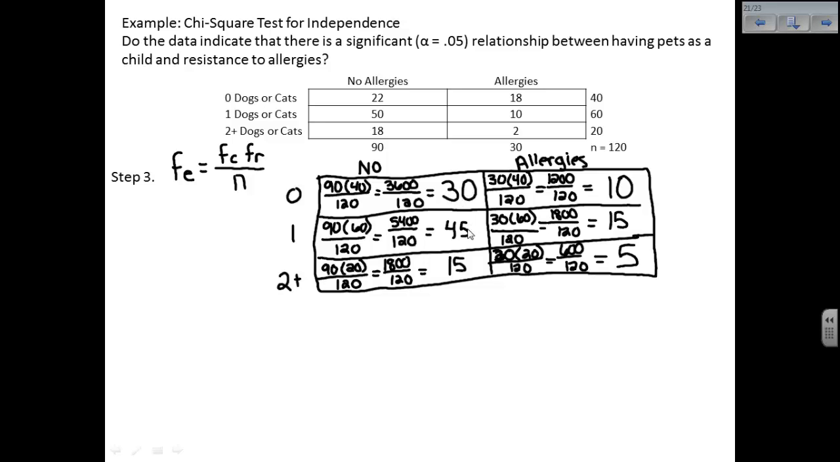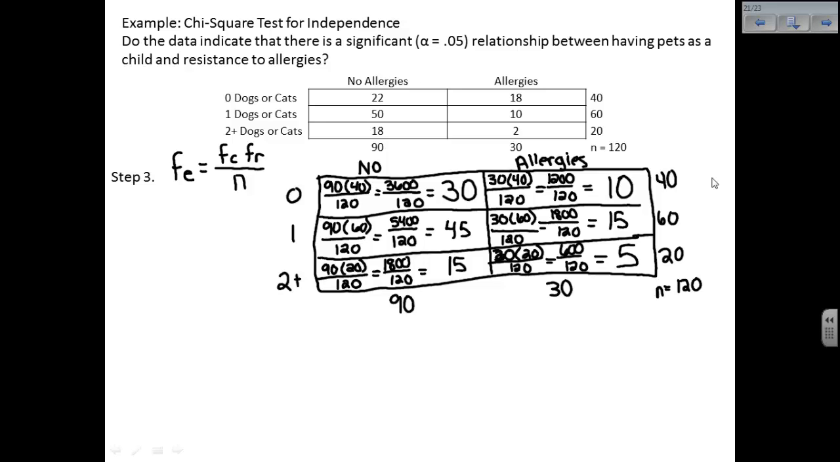So 30 plus 45 plus 15 still gives you 90. 10 plus 5 plus 15 still gives you 30. 30 plus 10, going across now, is 40. 45 plus 15 is still 60. And 15 plus 5 is still 20. Add up 40, 60, and 20. You still have the same sample size.